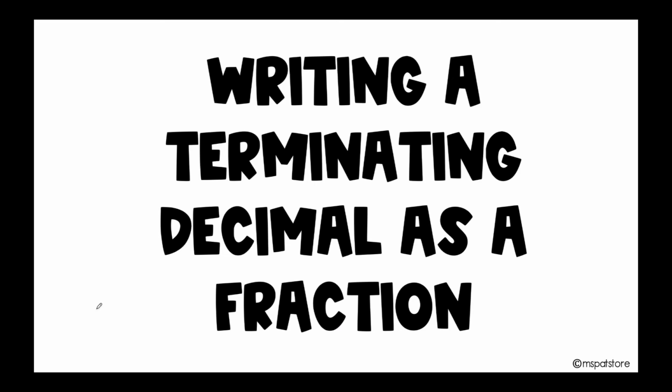In this video, we're going to be writing a terminating decimal as a fraction. Remember that a terminating decimal is a decimal that ends, okay? For example, if I have 0 and 351 thousandths, it does not have a repeating pattern here, okay?